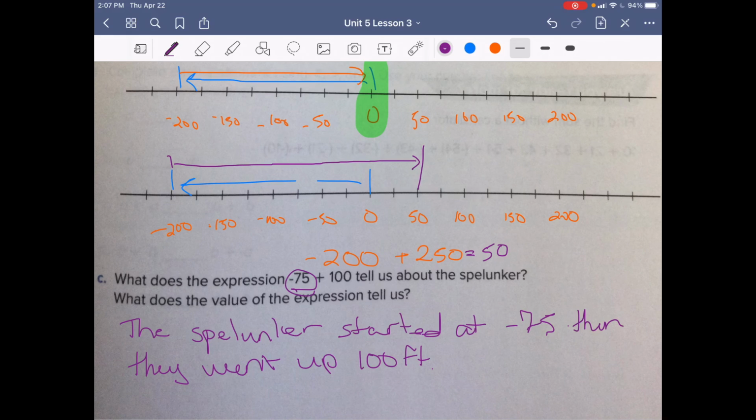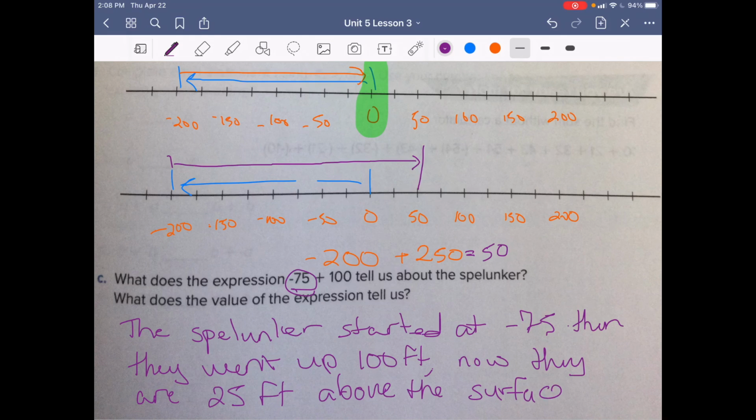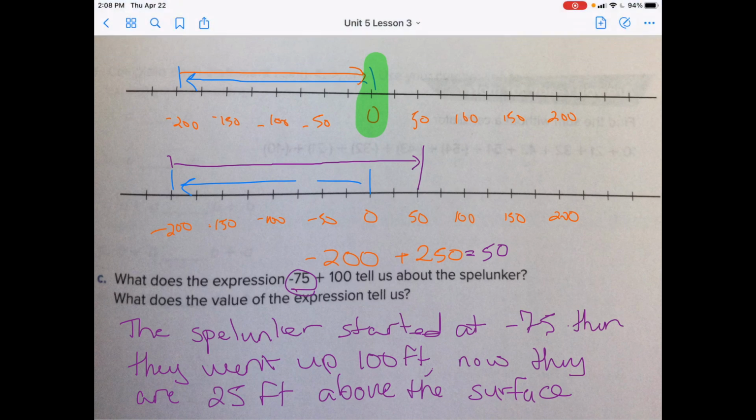And what does the value of the expression tell us? Well, if they were at negative 75 and they went up 100 feet, the difference would be 25. So now the spelunker would be 25 feet above the surface. So now they are 25 feet above the surface. Beautiful. All right, let's go ahead and check the next one.